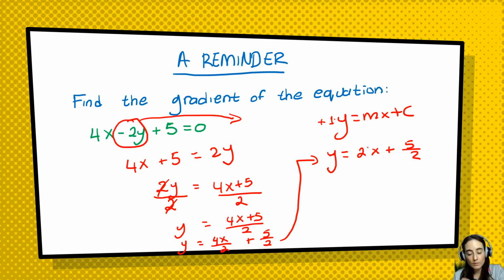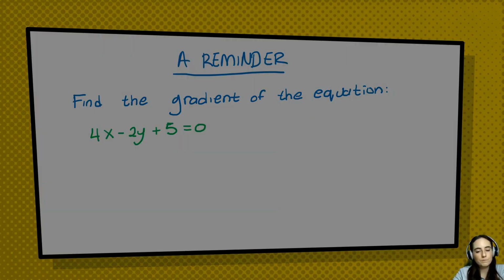Which one is the m? Now you can tell. It's the one that is attached by a times, but invisible times 2x. So here, m equals 2. And there you have it. That's your answer for this one. This was just a quick reminder of how to rearrange your equation to the form that we want.